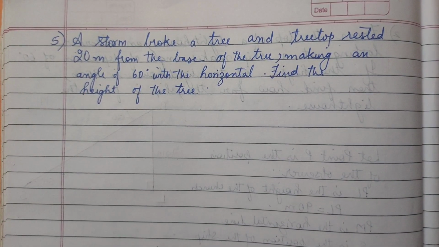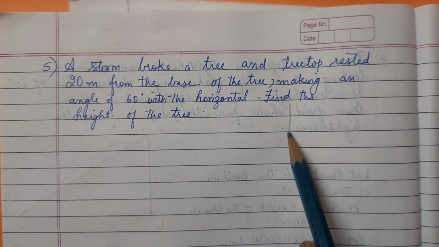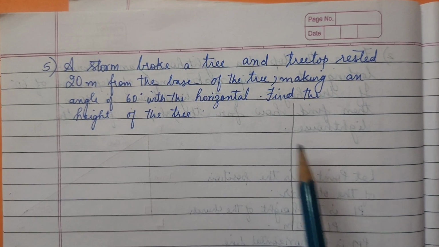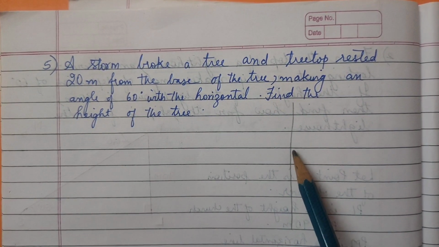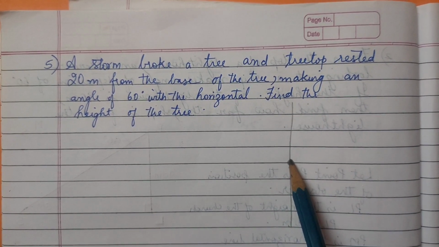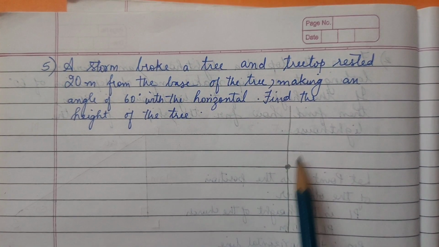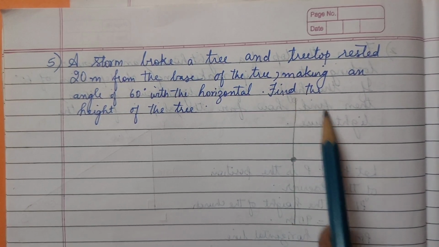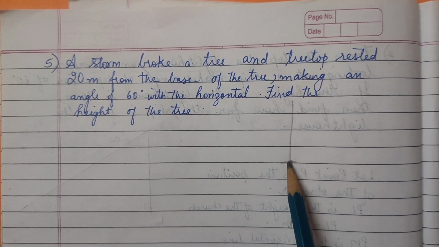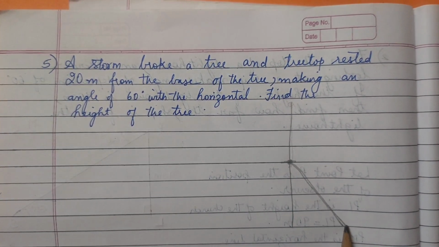So I'll draw a rough figure. See, we consider this as a tree, a big tree. Then, broke a tree means you consider यहाँ से ट्री ब्रोक हो चुका है. ये पेड़ है बड़ा सा और यहाँ से ट्री ब्रोक हो चुका है. एंड ट्री टॉप, ये जो टॉप है ना, ये रेस्टेड, मतलब यहाँ से कट गया तो नीचे ऐसे आकर गिरा है. ये जो हिस्सा है यहाँ आकर ऐसा गिरा है.